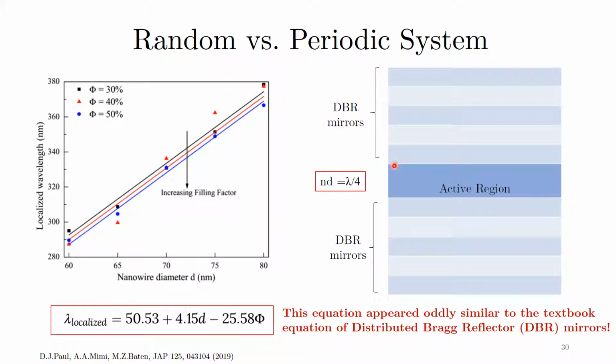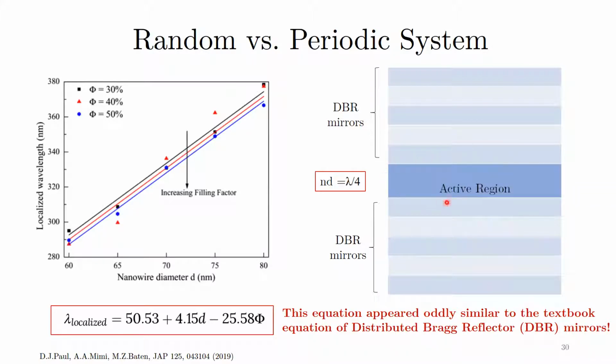Now, this relation was strikingly, oddly similar to something that is usually very easily found in optics textbooks. There's a relation called ND equals lambda by 4, which is applicable for distributed Bragg reflector mirrors. Here, D is the thickness of these layers. So what is this DBR mirror? This is actually a 1D periodic structure where you have some repetition of layers. This layer is repeated again here, and there is another layer which is repeated over there. So this is a periodic structure, and you know the definite thickness of each layer. This is not a disordered system. This is, of course, an ordered system. And here also, on the other side also, there is an ordered system.